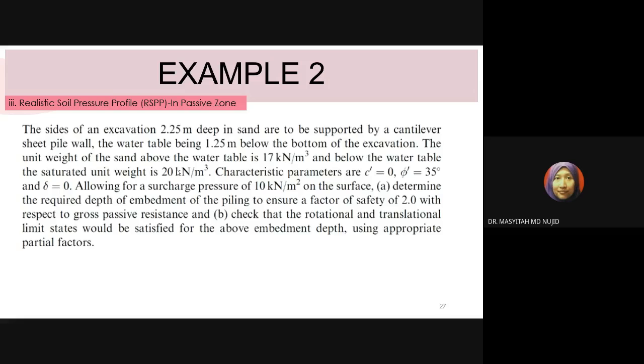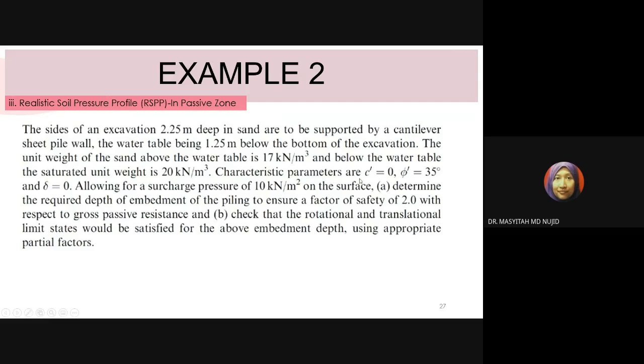In some cases, there are some assumptions that you need to consider. For example, here you are given that the site of excavation is 2.25 meters deep in sand, to be supported by a cantilever sheet pile wall. The water table is 1.25 meters below the bottom of the excavation. The unit weight of sand above the water table is 17 kN/m³, and below the water table, the saturated unit weight is 20 kN/m³.